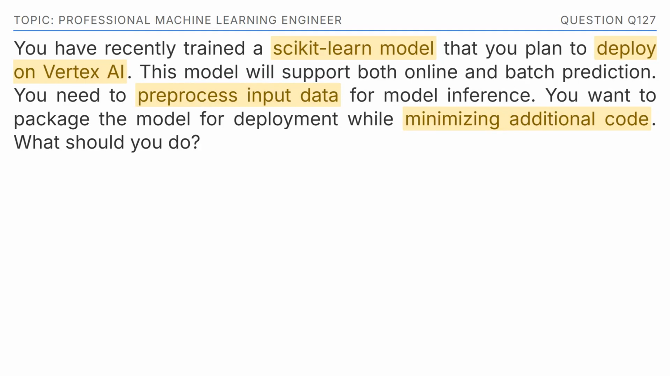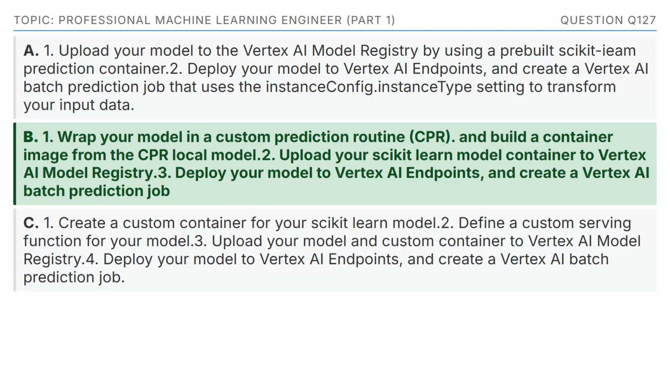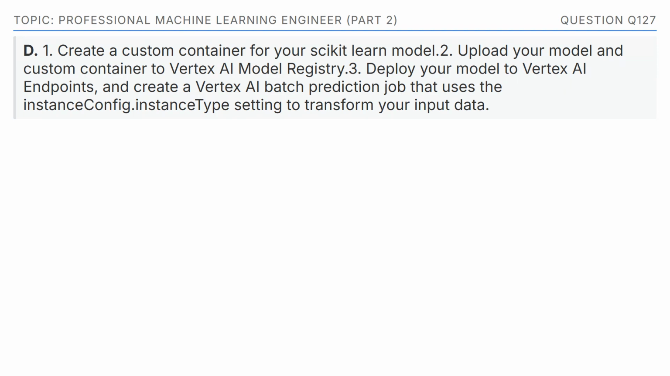To arrive at the correct answer, we focus on the keywords: scikit-learn model, deploy on Vertex AI, pre-process input data, minimizing additional code. The correct answer is option B. 1. Wrap your model in a custom prediction routine, CPR, and build a container image from the CPR local model. 2. Upload your scikit-learn model container to Vertex AI model registry. 3. Deploy your model to Vertex AI endpoints and create a Vertex AI batch prediction job. Review the options on screen.